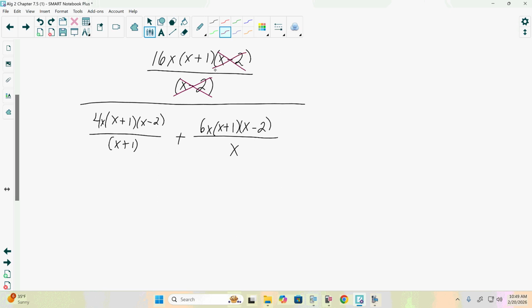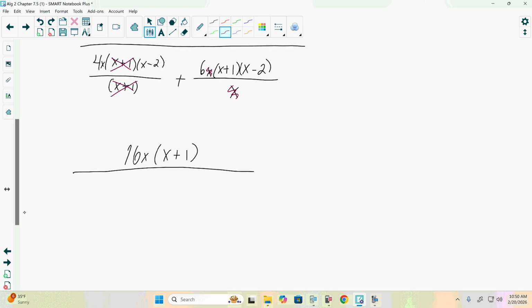Now on top, the x minus 2 and x minus 2 will cancel. On bottom, the x plus 1 here, and here the x and x. So what we have left in the numerator is 16x times x plus 1. That's the only thing left on top. The denominator, we have 4x times x minus 2 plus 6 times x plus 1 times x minus 2.